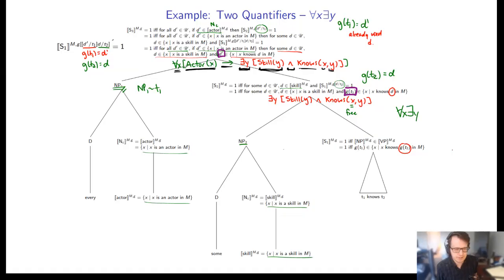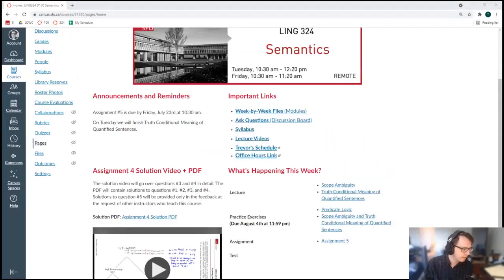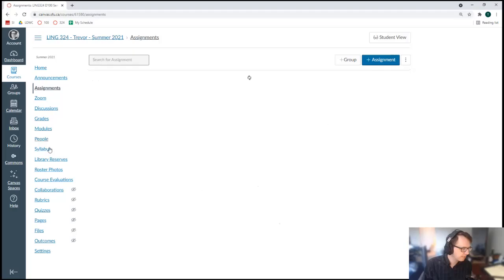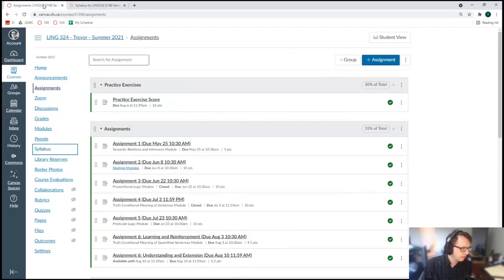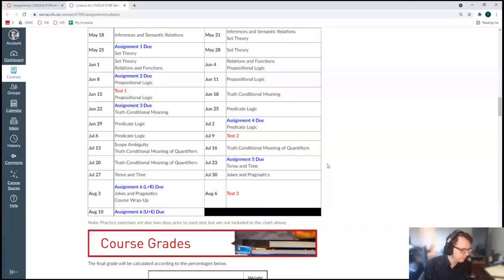I'll write this in an announcement too, but just as a reminder, and let me show you. I'm sure if you've looked at Canvas, you might have seen this. Assignment 5 is due on Friday, but what I've done for assignment 6, and I'll show you on the syllabus. Before, I had assignment 6 due on August 3rd, which gave you a week and a half for everything, and then test 3 was on the Friday.